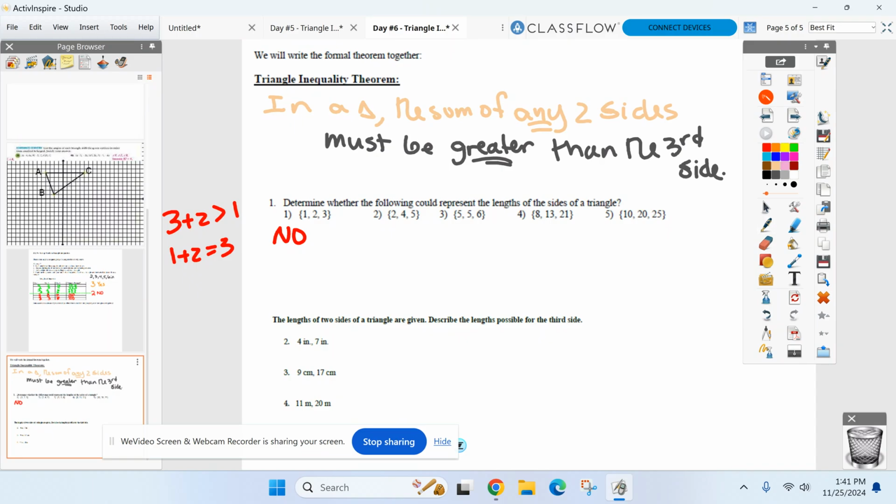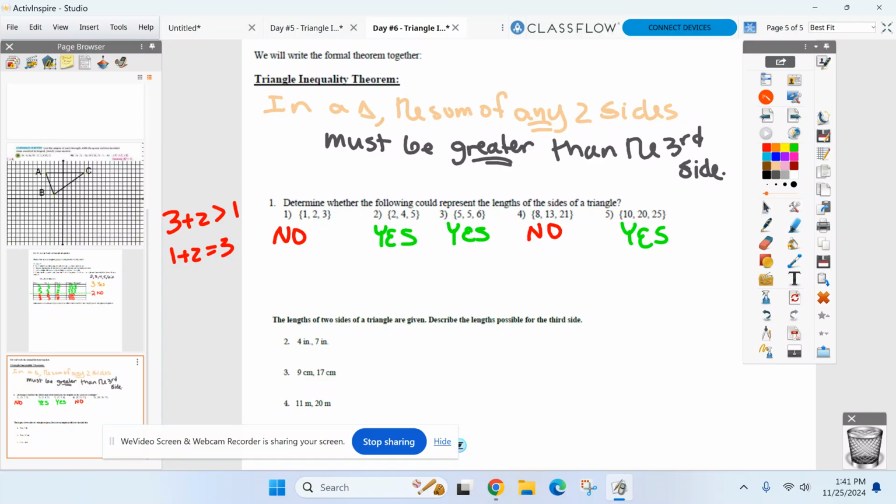How about 2, 4, 5? Will that form a triangle? Add up any two sides. Is it bigger than the third? Yep. How about 5, 5, 6? Would that form a triangle? Yep. And a little bonus, what type of triangle? Oh, look at you guys learning something this year. How about 8, 13, 21? Why not? 8 and 13 is 21. It's got to be bigger than the third side, which it's not. 10, 20, 25? Yes. All right, we're good there.